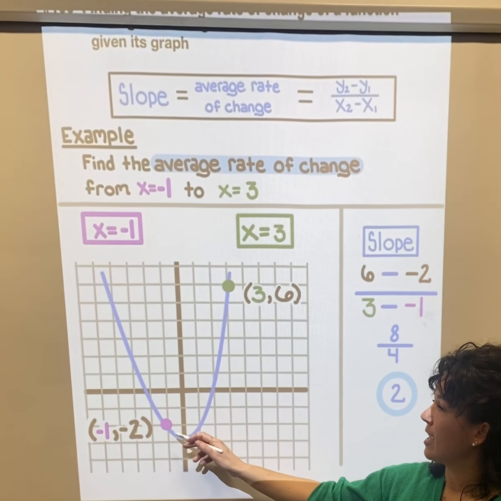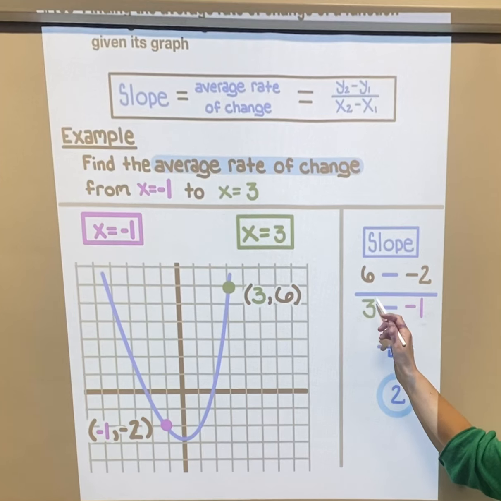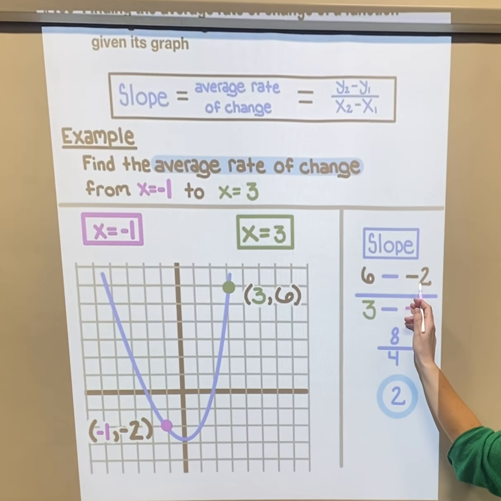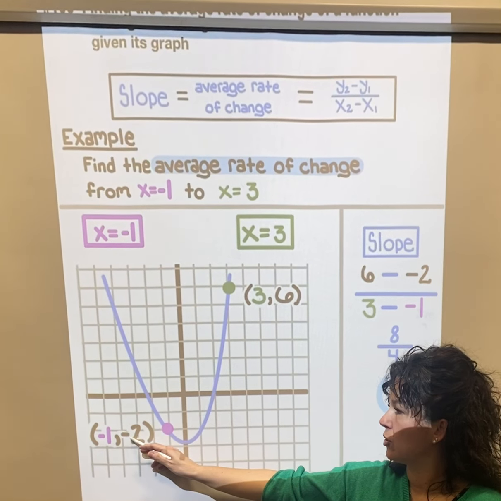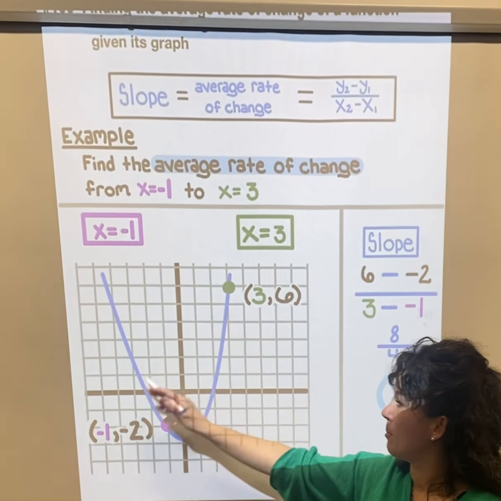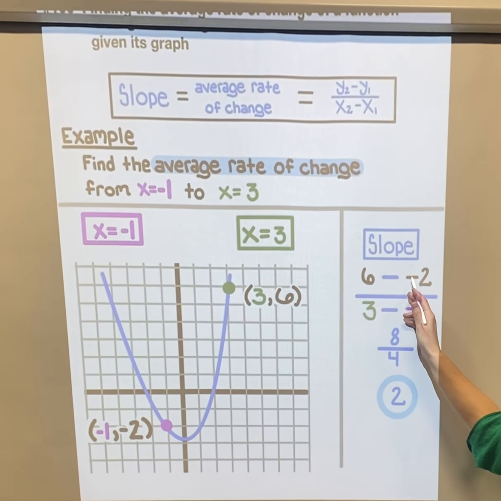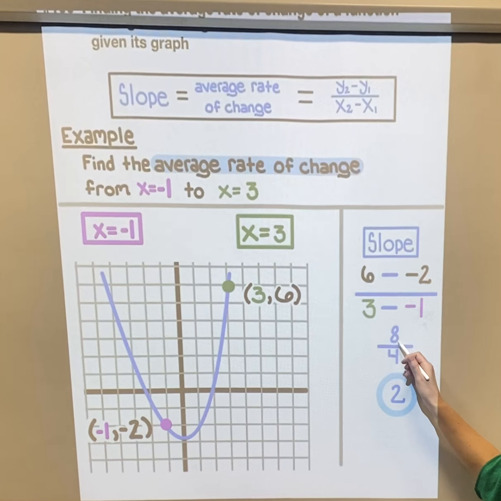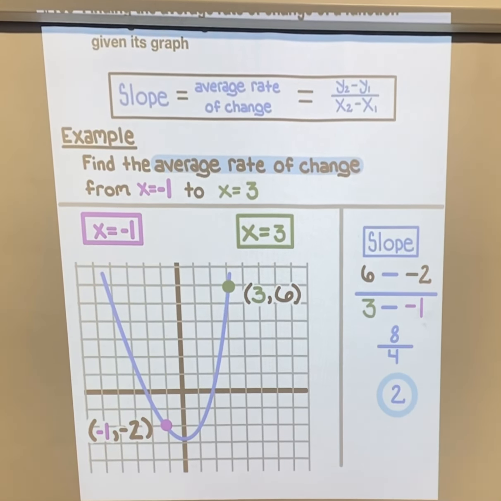So if I want to find the average rate of change, I'm going to find the slope between these 2 points. So notice I subtracted my y values. So 6 minus a -2 over subtracting my x values, 3 minus a -1, and minus minus is a plus, so 6 and 2 make 8, and 3 plus 1 is 4, and 8 divided by 4 is 2. So the average rate of change is 2.